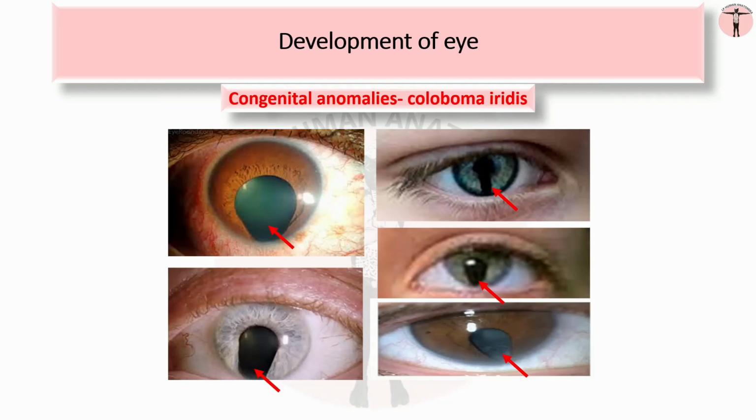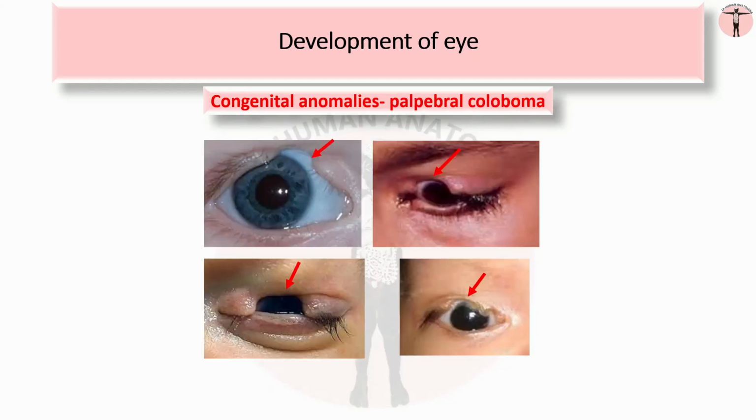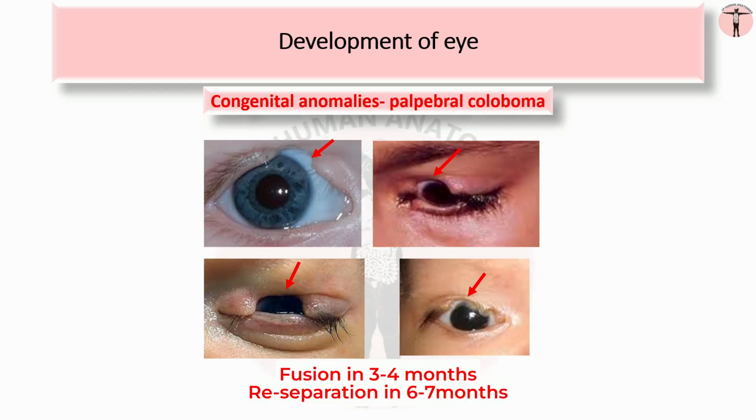Coloboma iridis is a cleft in the iris caused by failure of the choroid fissure to close in week 7 of development and may extend into the ciliary body or the retina or the choroid or the optic nerve. A palpebral coloboma, a notch in the eyelid, results from a defect in the developing eyelid. It can occur either during fusion at the 3rd and 4th months of embryologic development or during reseparation, which occurs in the 6th or 7th months.